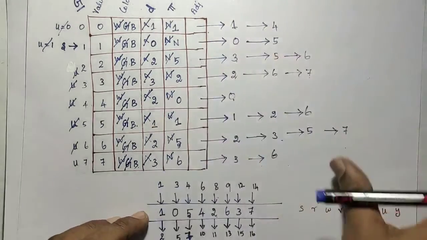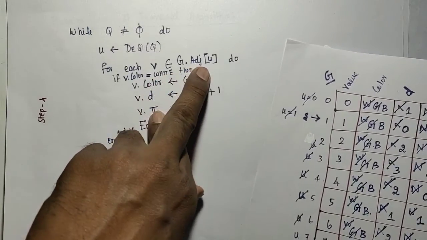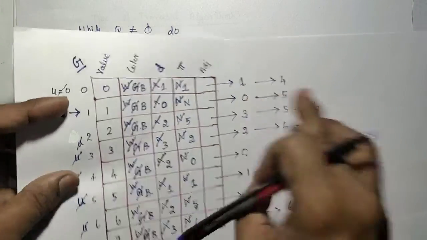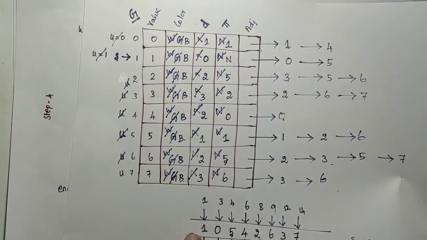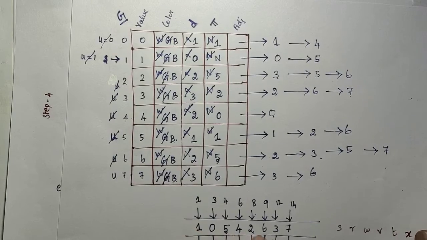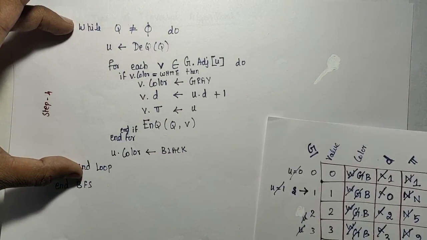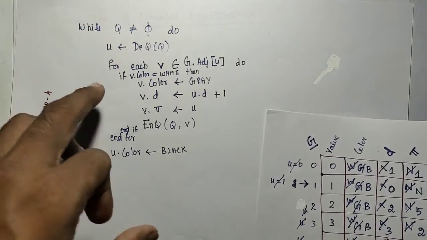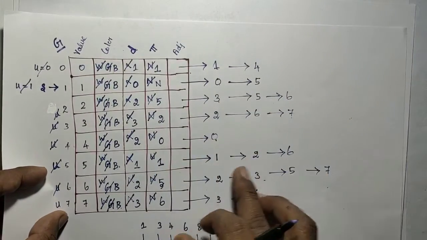In that for loop, what we are doing is, for each vertex adjacent to that U. Each vertex adjacent to U means this while loop is going to be executed 8 times, that is the number of vertices. Okay, the while loop is going to be executed equivalent to the number of vertices. Each time we are accessing 1 or 2, 3 or 3, like that.